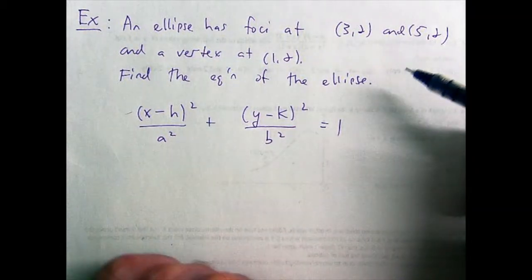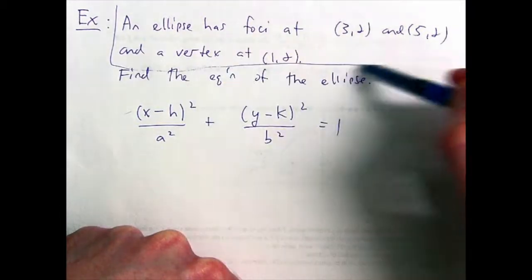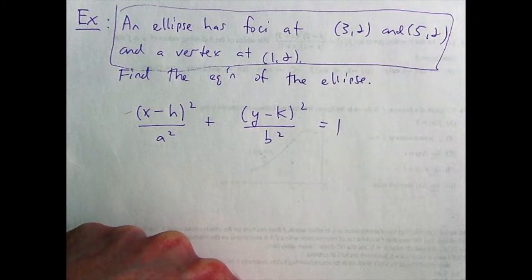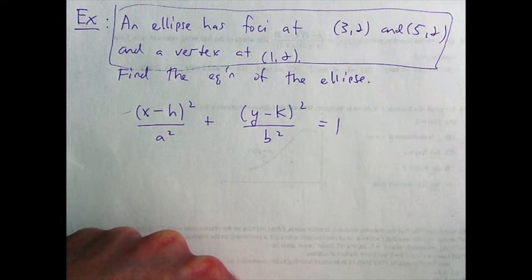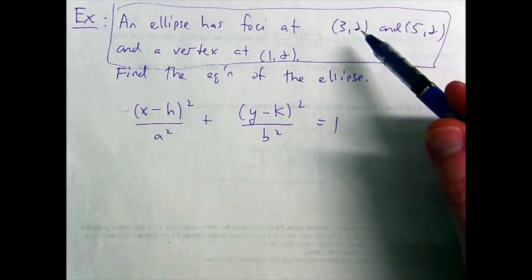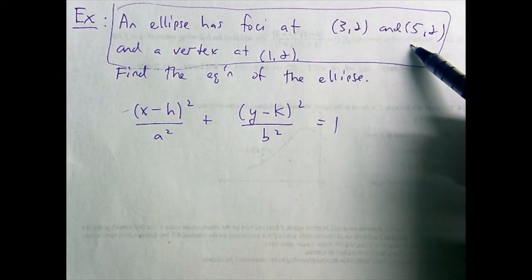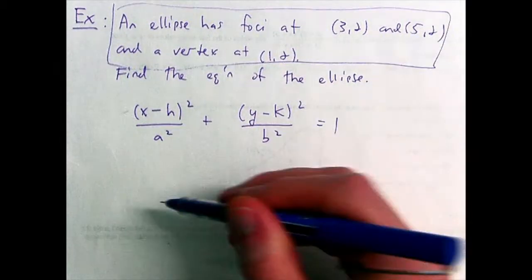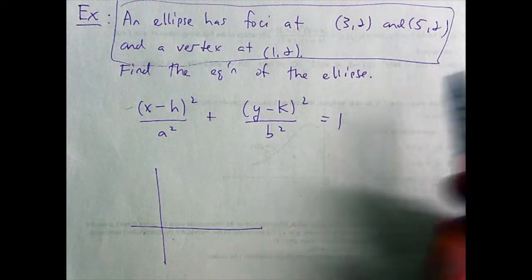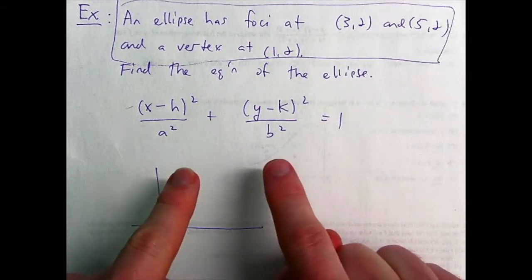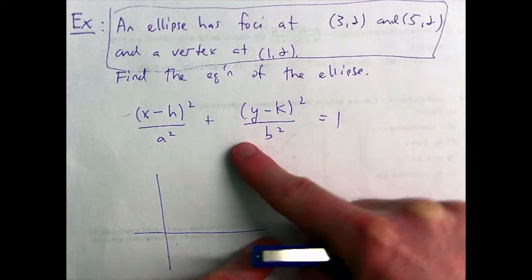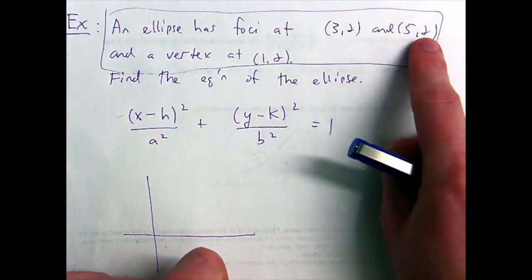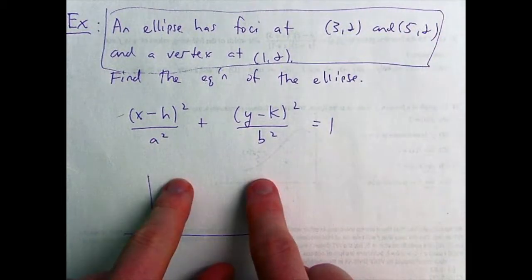What you need to do in all of these problems is take the information that you've been given and draw a picture. It doesn't have to be to scale, but you have to somehow represent this information visually. Otherwise, it's very hard to do. So let's see what we're told. We're told that we have foci at 3, 2 and 5, 2. Now I just want you to ask yourself, if you're thinking about a grid, are those foci going to be oriented like this, left and right, or are they going to be oriented like this, up and down? Well, because the y-coordinates are the same, they're going to be oriented horizontally.